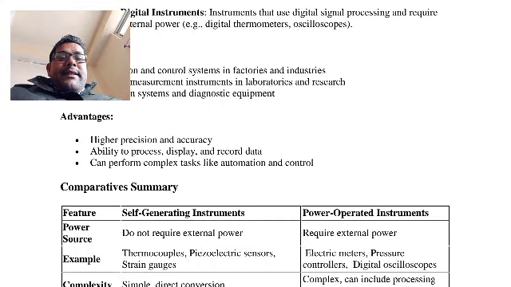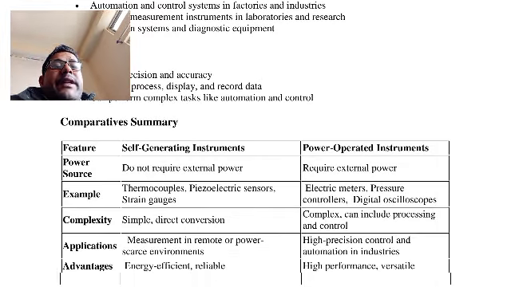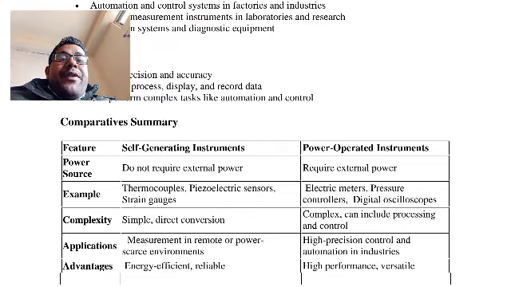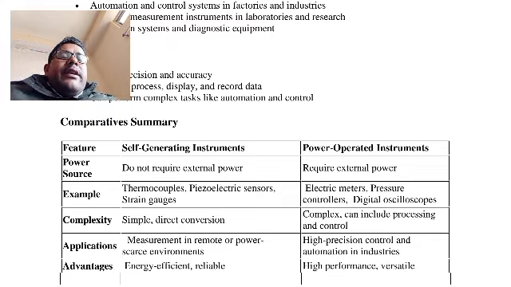Now we can compare self-generating and power-operated instruments. We have discussed the power-operated instrument; next we will discuss the self-generating. Based on power, self-generating instruments don't require external power, but power-operated instruments require external power. Examples: thermocouple, piezoelectric sensor, strain gauge are self-generating instruments, but controller, digital pressure meter, oscilloscope are power-operated instruments.